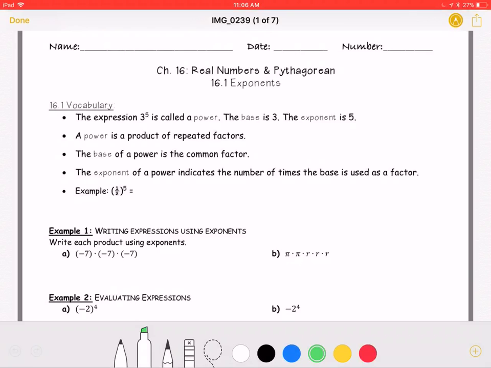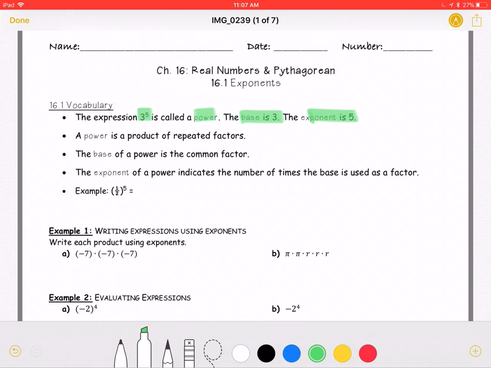Maybe you've heard of the Pythagorean theorem before. We're not going to quite do that. You'll get into that next year. But let's start with just talking about exponents. Some vocab. The expression 3 to the 5th is called a power. The base is 3 and the exponent is 5. So that's some good vocab. The entire expression is called a power, and then just the base is 3, exponent is 5.